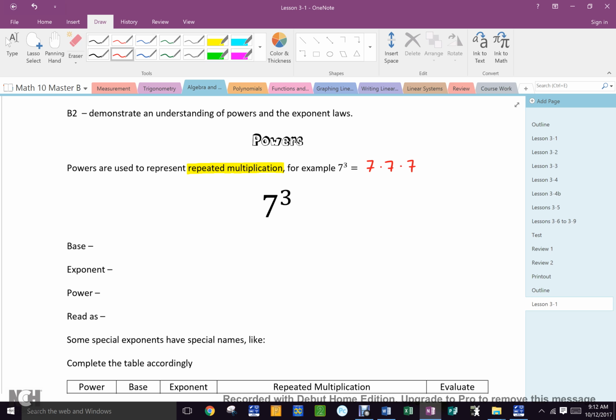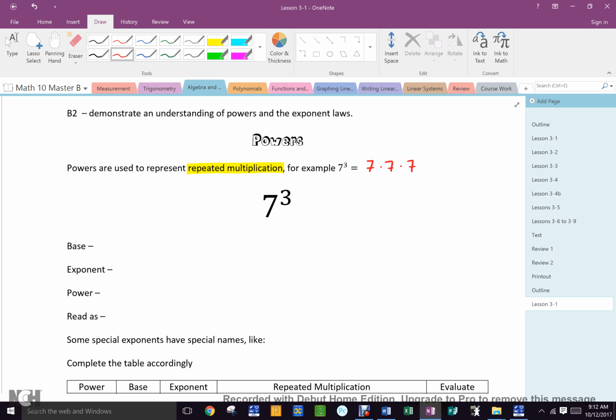Right? The key to remember here, it is repeated multiplication. 7 times 3 is not repeated multiplication, is it? That's repeated addition. It's 7 plus 7 plus 7. This is repeated multiplication. Okay?